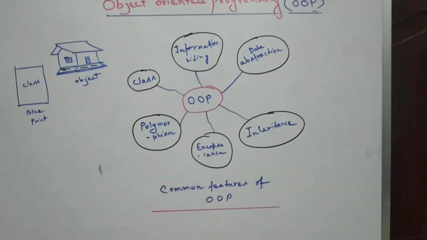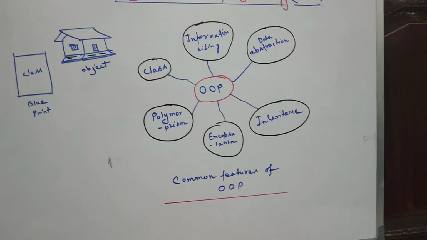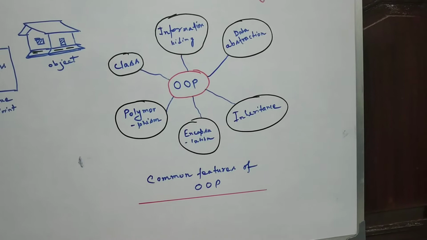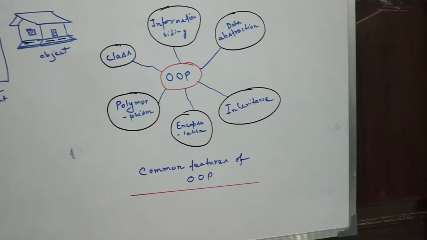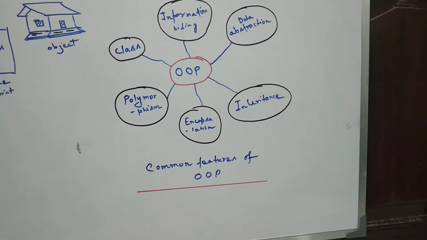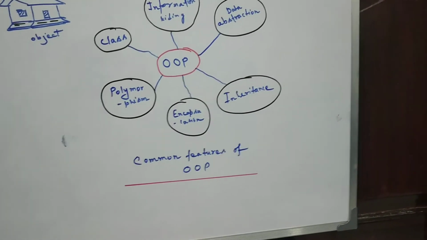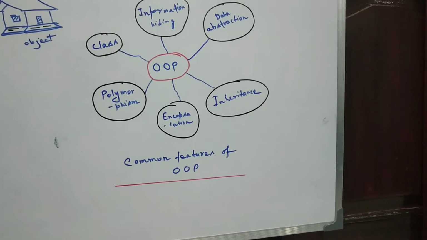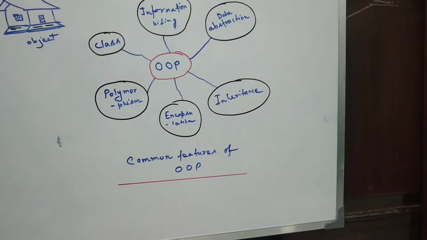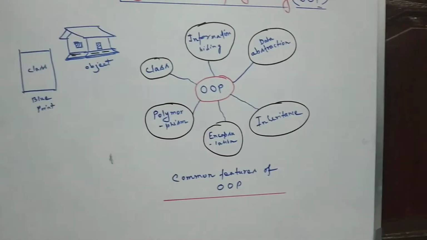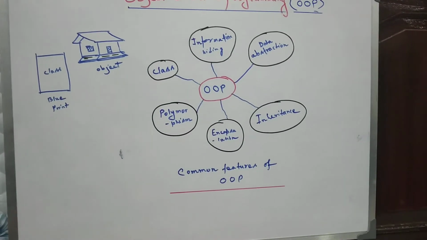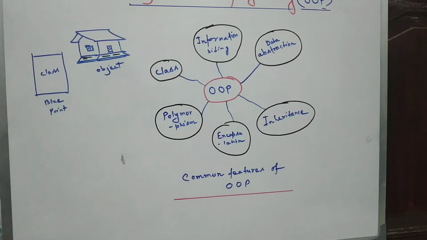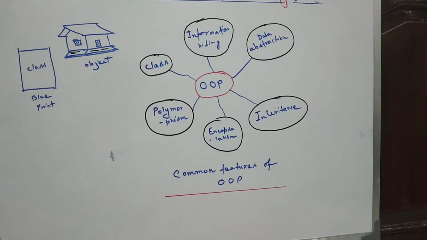Now polymorphism. What is polymorphism? Polymorphism means something can have multiple forms. Suppose carbon can be in the form of graphite, carbon in the form of diamond. So something which can be in various forms, this feature is known as polymorphism. So you can understand what is class, what is object, what is abstraction, what is polymorphism. I am giving just a basic idea. In future I will explain them.